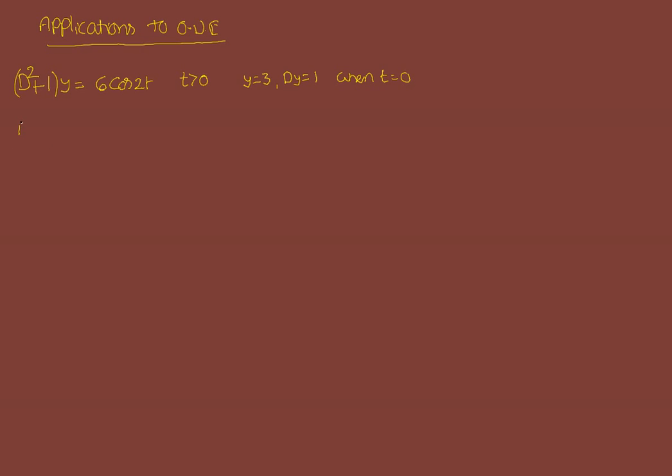So the first step in solving this problem: D² means y'' + y = 6 cos 2t. So y = 3 and dy = 1 when t = 0. That means you can write this as y(0) = 3, and dy means y', so y'(0) = 1.